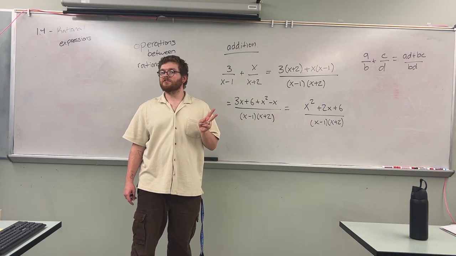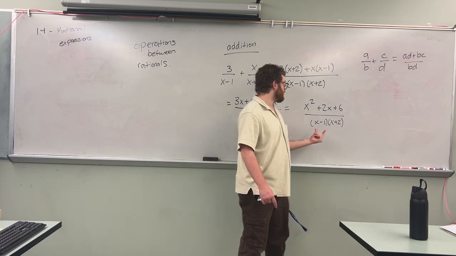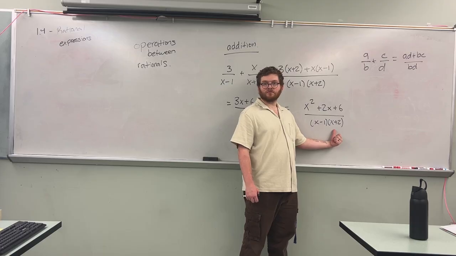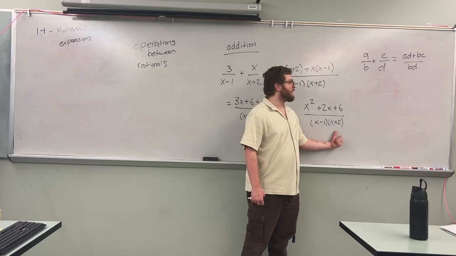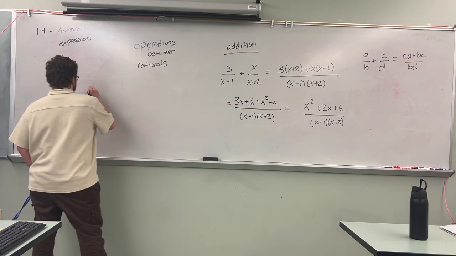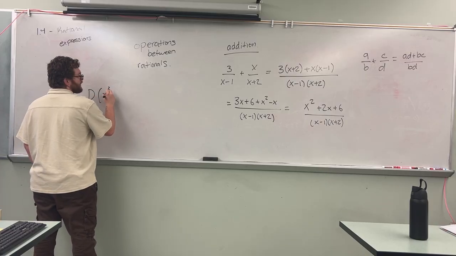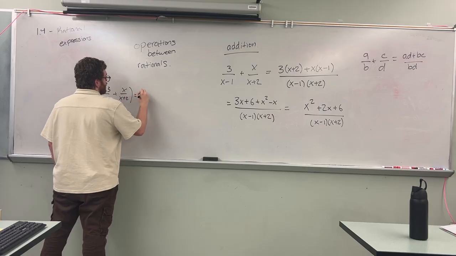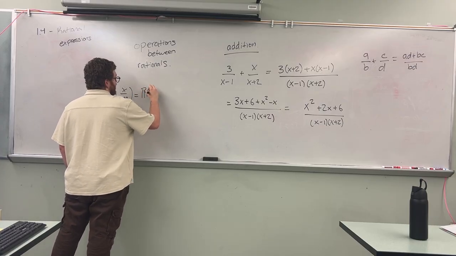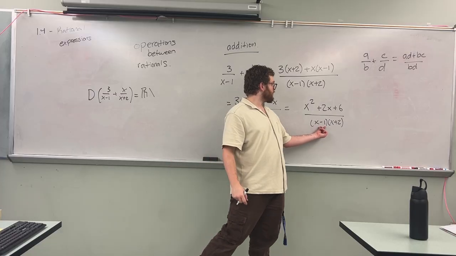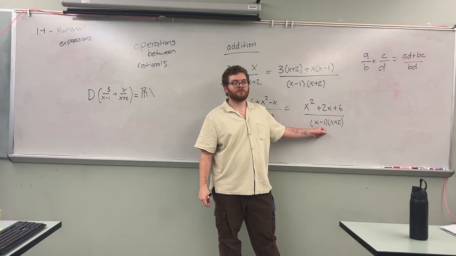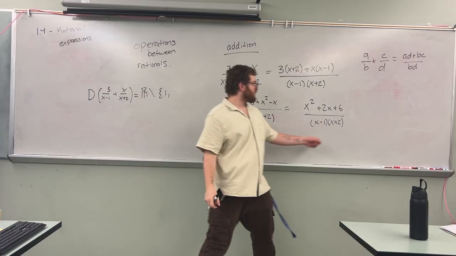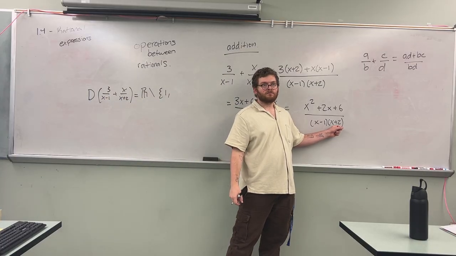I have 2 points that cannot be solutions of this. Those 2 points are where this equals 0 and where this equals 0. Those cannot be in my domain. So the domain of my original expression, which is 3 over x minus 1 plus x over x plus 2, is all the real numbers except for where this equals 0. When does x minus 1 equal 0? 1. And where does x plus 2 equal 0? Negative 2.